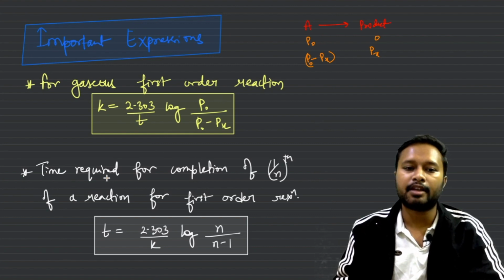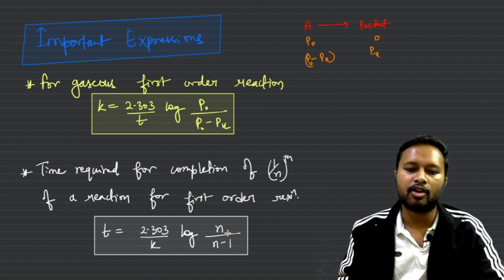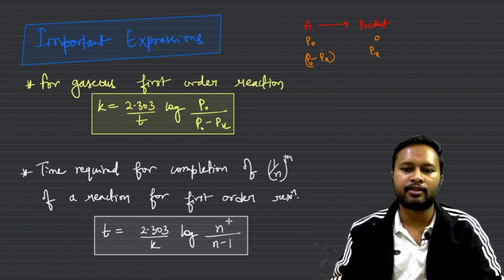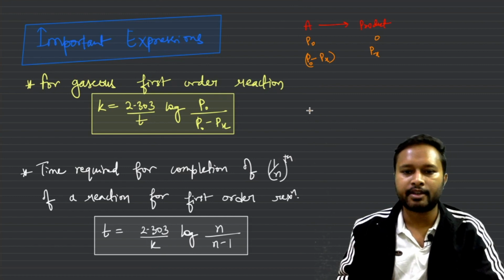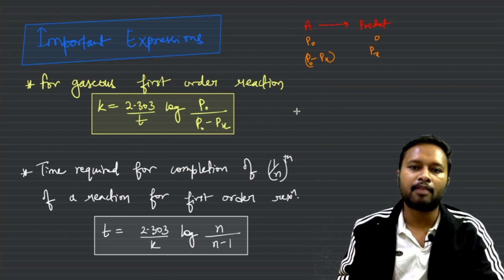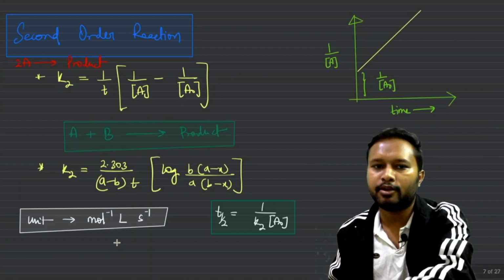The next expression is the time required for completion of 1 by nth of a reaction for the first order reaction. So t = 2.303/K log n/(n minus 1) is the expression, where n is which fraction you want to see, how much time it will take. For example, if I am given a first order reaction and I ask what is the time required for 1 by third of the completion of that reaction, so n value will be 3 over there. Like that you have to substitute and solve and you will get the value of the time required. It's as simple as that. Just by knowing this expression you can do that.